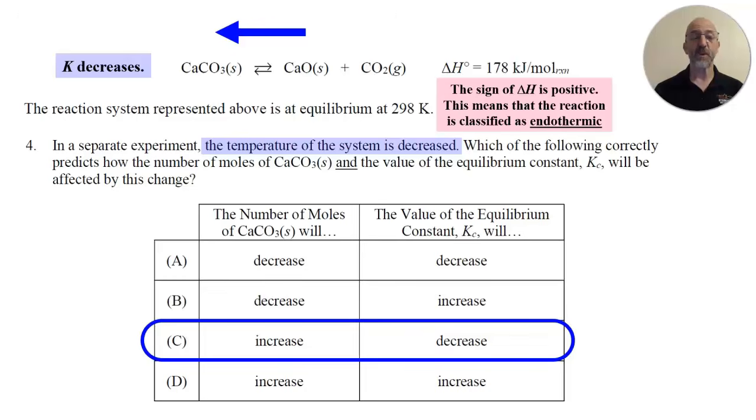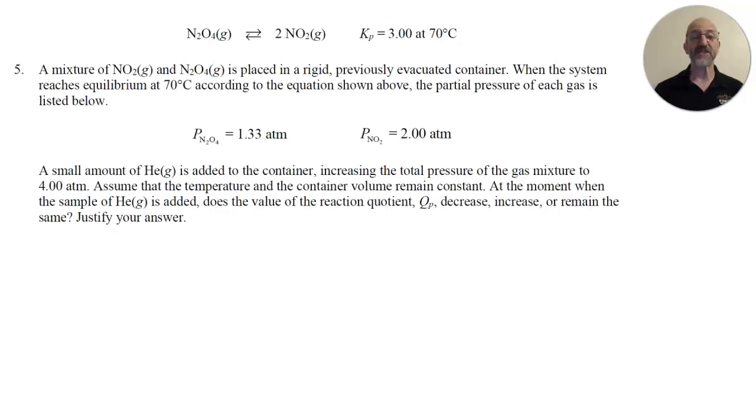So now let's move on to a different experimental situation. This is question 5. Here in question 5, we have a gaseous equilibrium system involving N2O4 and NO2, and the change that occurs is a small amount of helium gas is added to the reaction vessel. So let's begin with what we know before the helium is added.